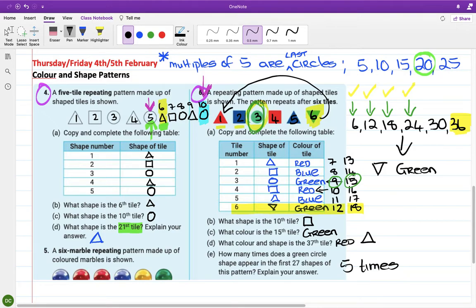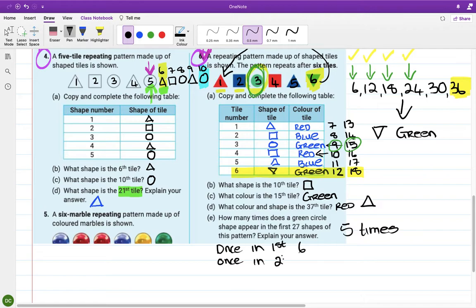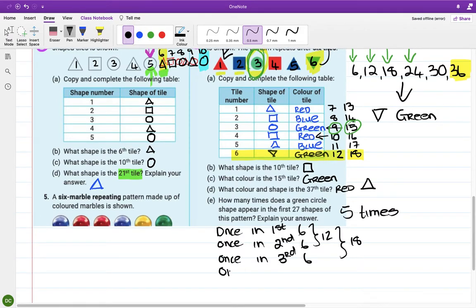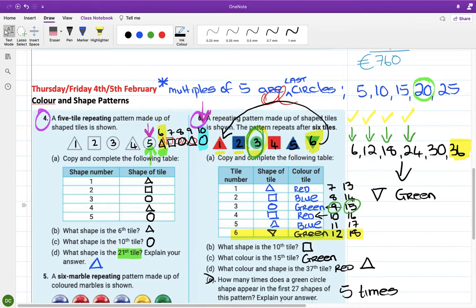And why? Again, because the pattern repeats every 6. So it appears once in the first 6. It appears once in the second 6. So now we're up to 12. It appears once in the third pattern. So now we're up to 18. It appears once in the fourth 6, so now we're up to 24. And then the green circle is the 27th shape. So that's your fifth one. So 1, 2, 3, 4, 5 of them. Okay?